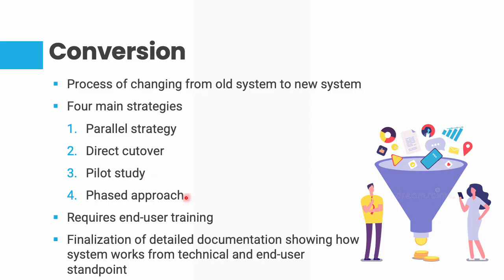And the last strategy is called phased approach. So you implement the new system one part at a time. For example, you first install just the new accounting module and later install the sales module. And this will break the big change into smaller, less risky steps.